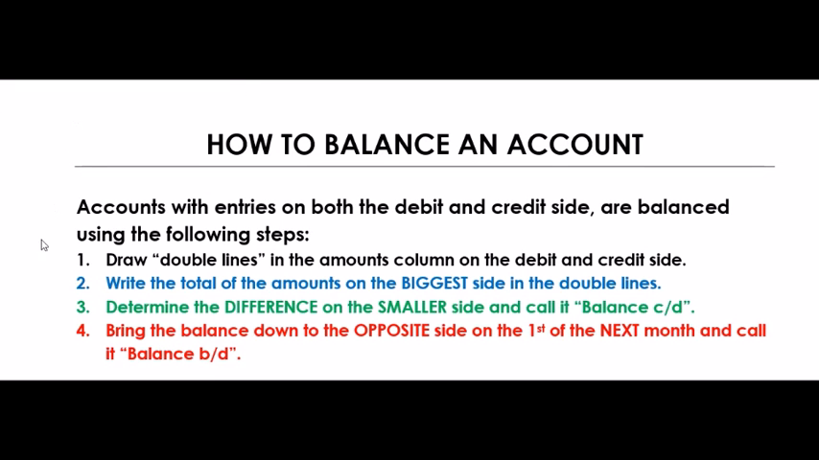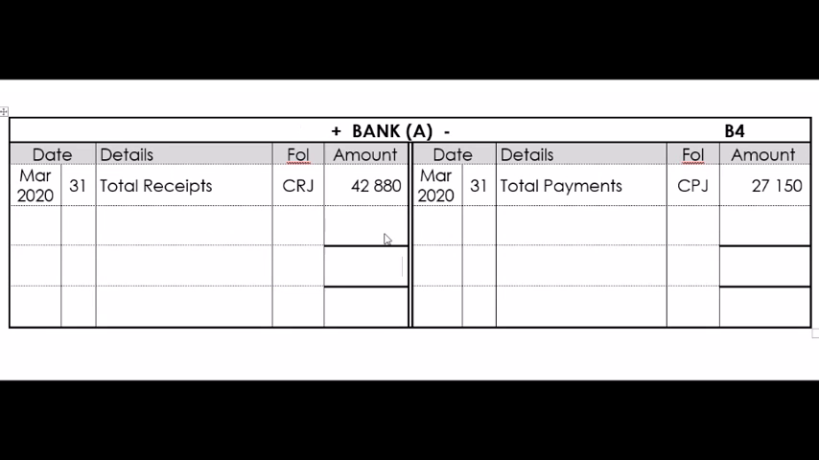Step 2 says write the total of the amounts on the biggest side in the double lines. Now I know this doesn't make sense, but let me explain it to you. If you look at the 2 sides, the debit side and the credit side, 42,880 on the debit side is way more than 27,150 on the credit side. So I think we can all agree that the debit side is our biggest side.